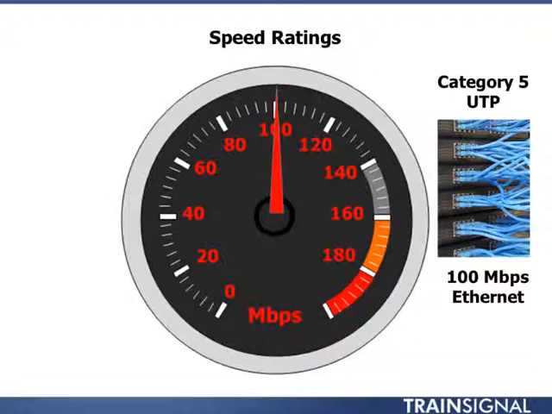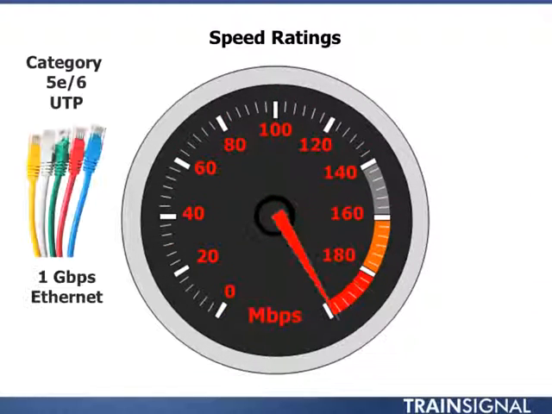Next you have Category 5 or Cat 5 UTP. This is actually rated for 100 megabits per second Ethernet, or what is sometimes referred to as fast Ethernet. Very, very widely deployed in a lot of networks. Many times between the desktop and whatever the network infrastructure is, you're going to have this type of connectivity.